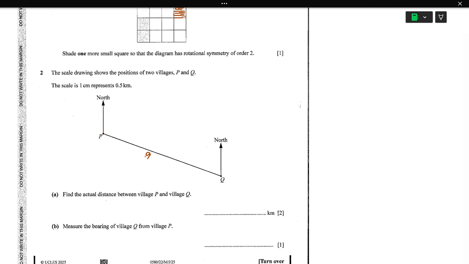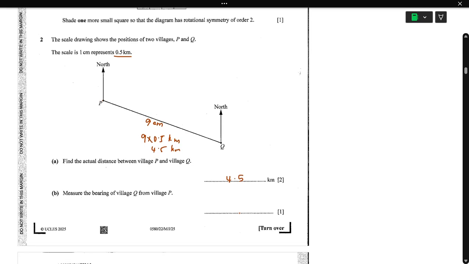The answer key gives a range. So here I'll take 9 centimeter, as when I measure I got 9 centimeter. 1 centimeter is 0.5 kilometer, so 9 centimeter is 9 times 0.5 kilometer, which is 4.5 kilometer. So the answer is going to be 4.5 kilometer.